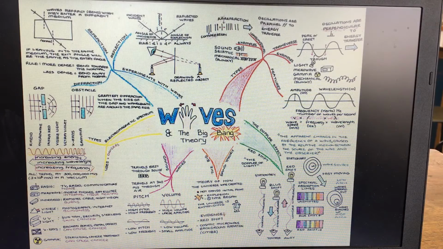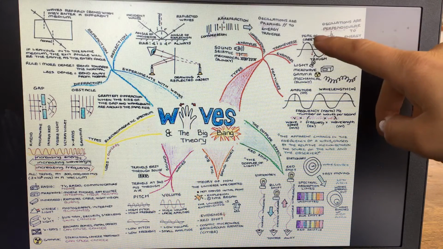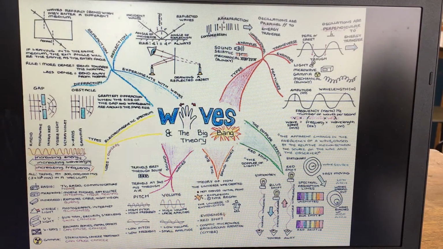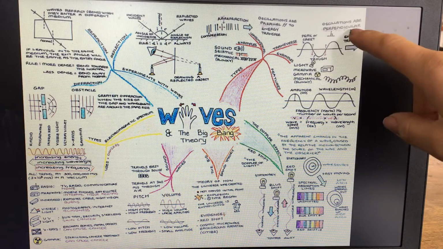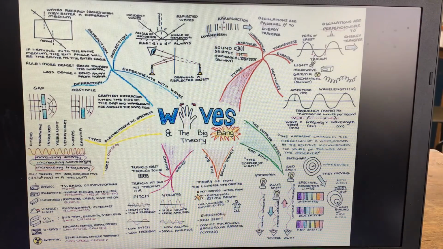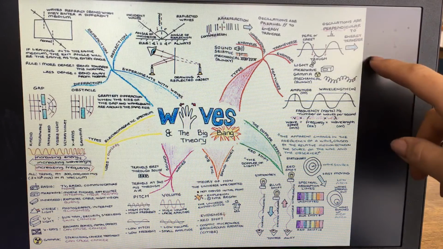Now, a transverse wave is a series of peaks, or sometimes they're called crests, and troughs. So you need to know that. And then the important key thing for these ones is that the oscillations, so go up and down, are perpendicular, or you can say at right angles, to the direction of energy transfer.